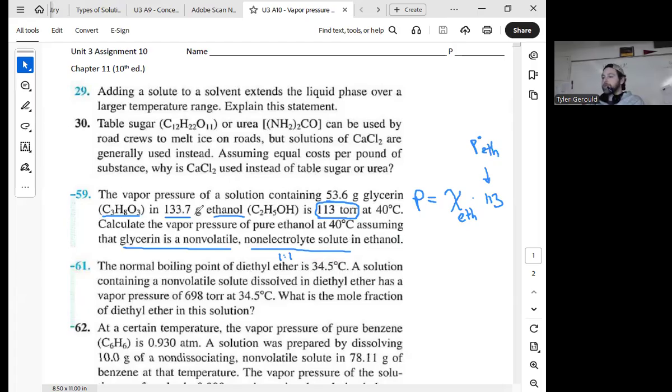Again, this is a times one effect. Once you separate the glycerin, once you get moles of glycerin, you don't have to double that, because glycerin is a non-dissociative solute.